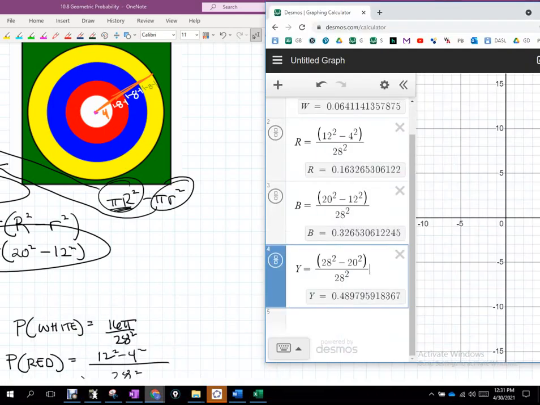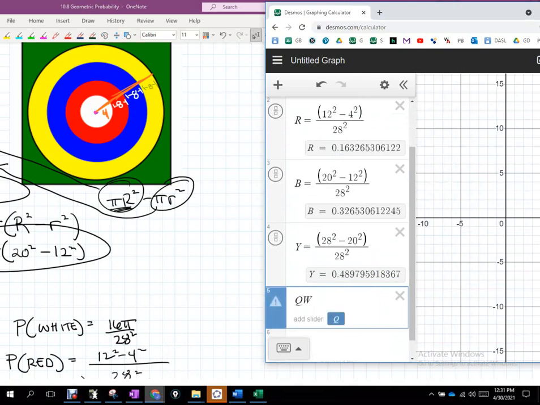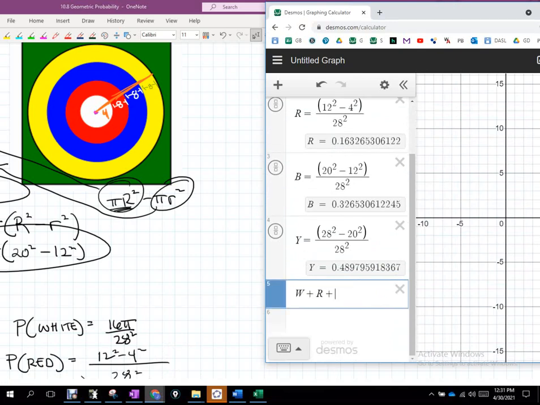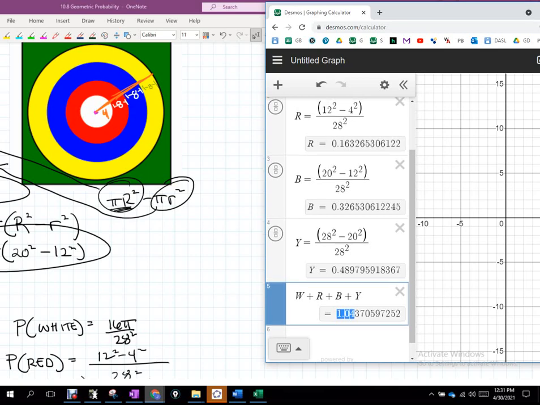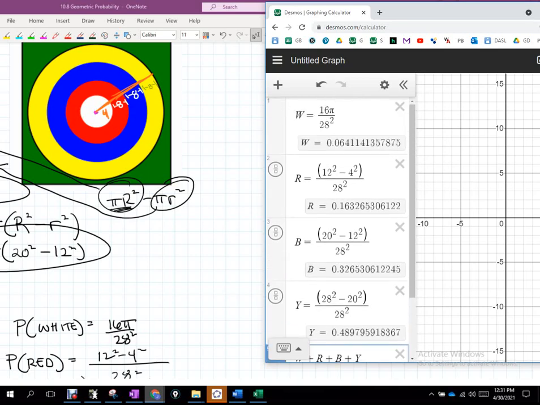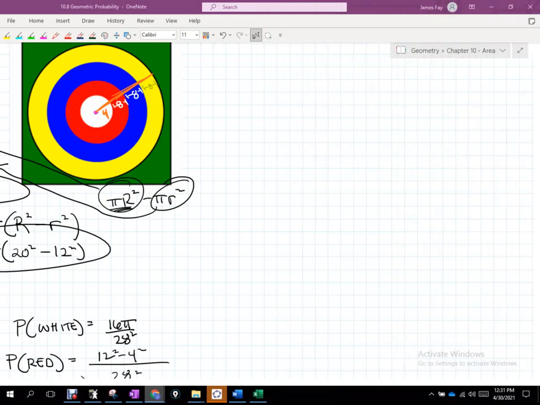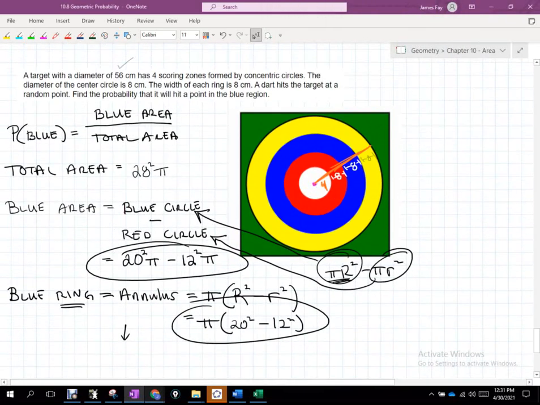What should all of these add up to? Yeah, if I go white plus red plus blue plus yellow, okay. Now there's a little bit of error here, but we get pretty close to 100, okay. White, 16 pi. Is this okay? All right. Any others on there? So what question was that, 7?